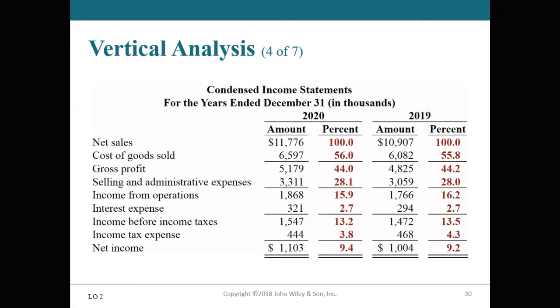$6,597. Divide that by the net sales of $11,776, and that gives us a 56%. We use the same base number all the way down for all of the 2020 figures. And then we attribute the same logic to 2019 using a base of net sales of 10,907. You can then side by side compare to determine how our performance in 2020 was compared to 2019.